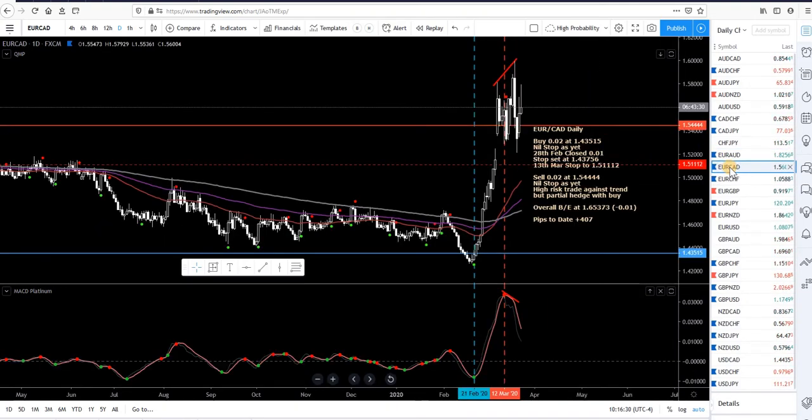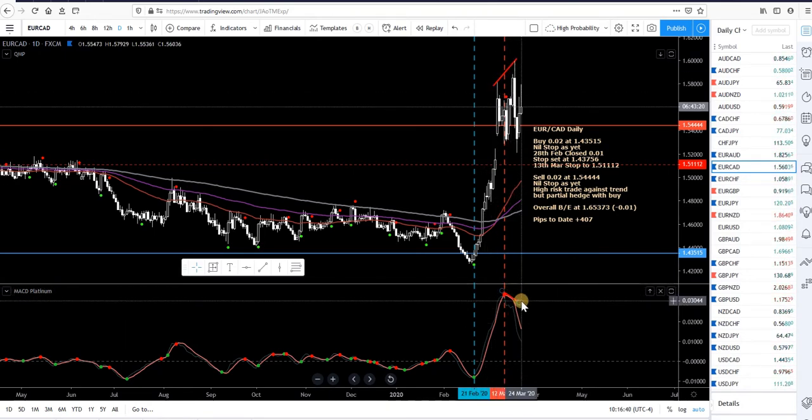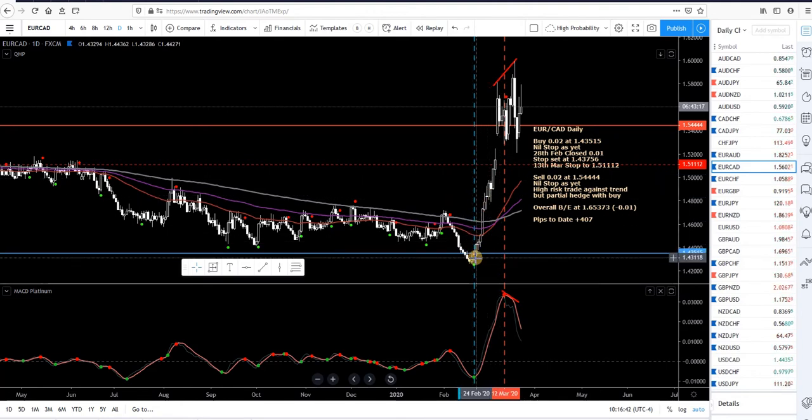Euro CAD, I'm in a buy down here still. I'll probably mention the trend lines. If you see red trend lines, generally it means I'm looking at some sort of divergence on the bearish side, green ones mean bullish. So I took a buy down here, which is great.